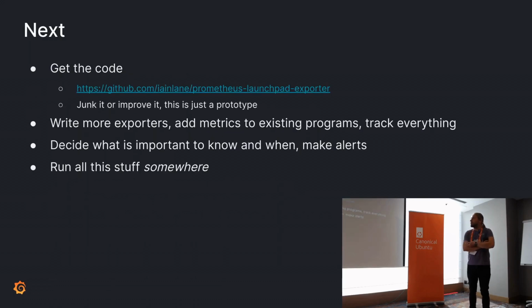Next steps: feel free to get the code, have a look at it, propose PRs, whatever. I don't care if we have to throw it away. It's just a prototype to demonstrate the concept. If it doesn't turn out to be this, because Launchpad tells us that we shouldn't be running it because they hate us and we break their system, then we'll find another way. Write more exporters, add metrics, track it all, decide what we need to know and when we want to know about it. And somewhere that doesn't cost me money to run it would also be great.